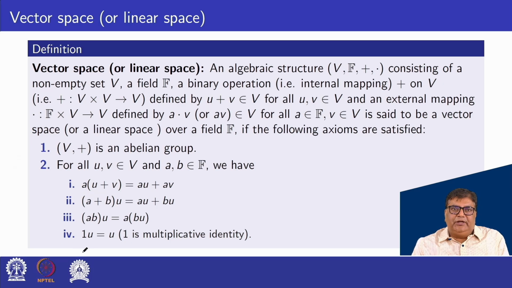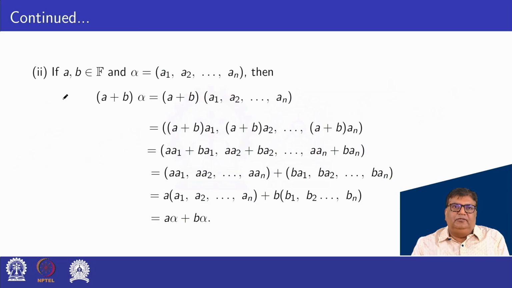Now we have to check another of these three properties. Next property of external composition: if a, b belonging to F and alpha belonging to V, then we have to check (a + b) alpha = a alpha + b alpha. Let us check it.